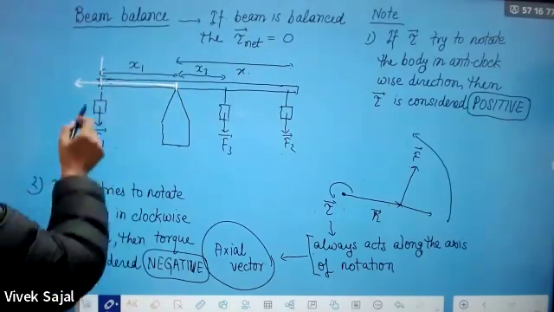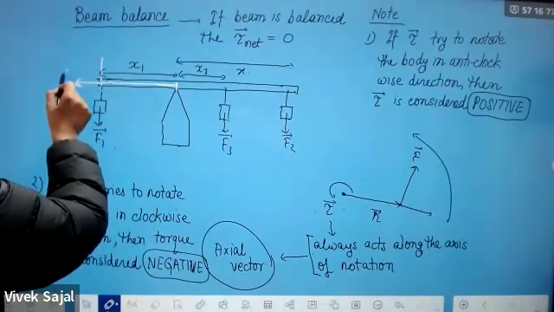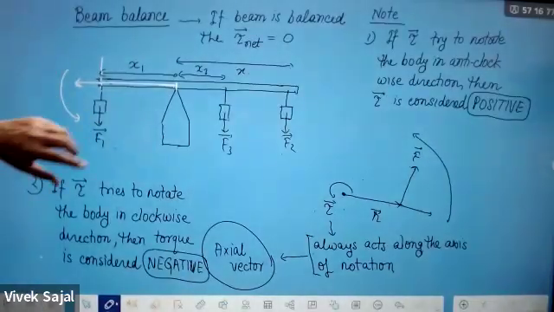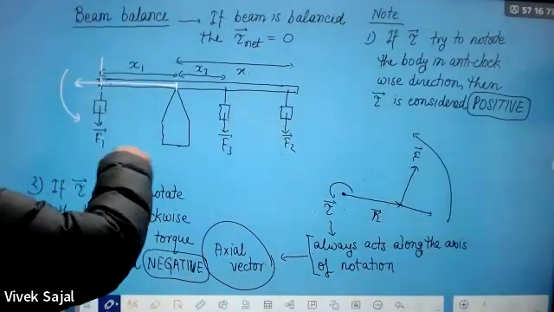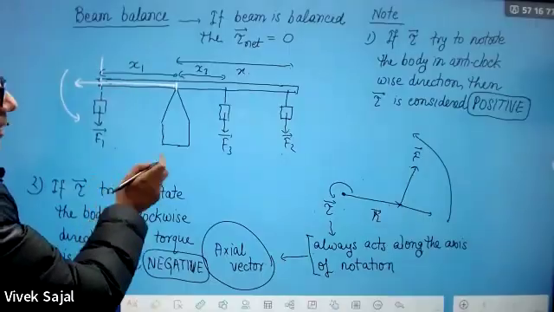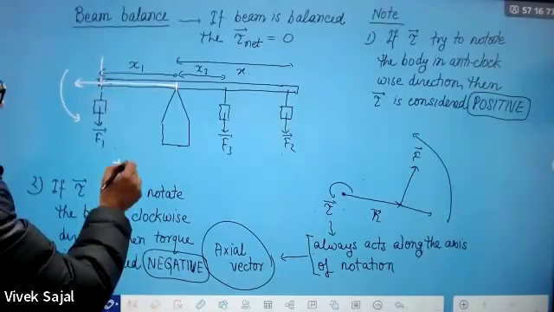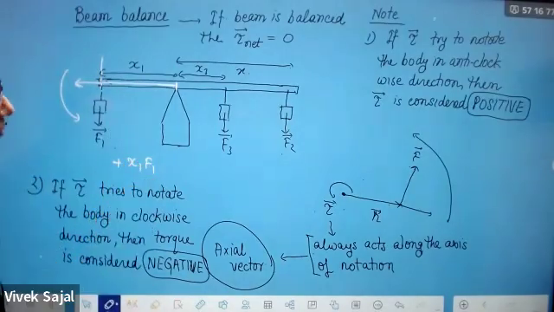If you look at it, this P cross F will be the torque. In which direction will it try to rotate? This F1 will try to rotate this beam in this direction. This is anti-clockwise, so I'm going to consider it as positive. Because it tries to rotate this beam in anti-clockwise direction, I will consider this as positive. So I will write x1, the perpendicular distance, times F1. This is the torque created by this F1.